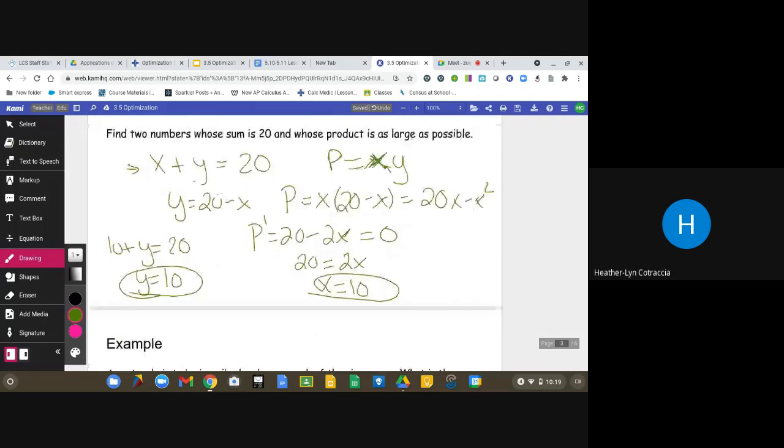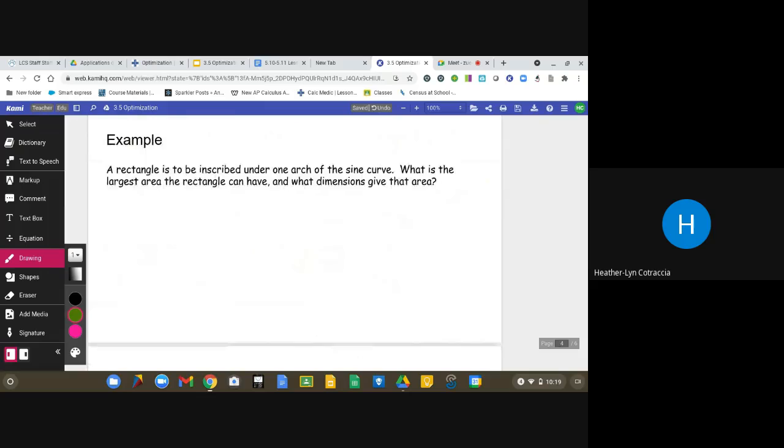Second question, this one's a little tricky. So we have a rectangle, and it's to be inscribed under one arch of the sine curve.